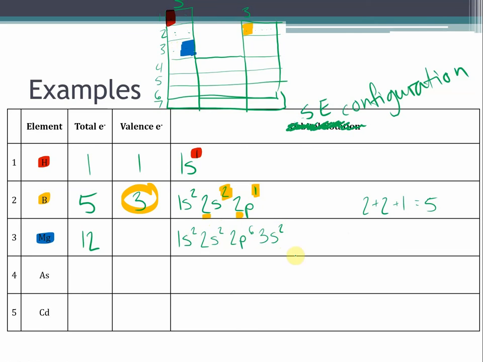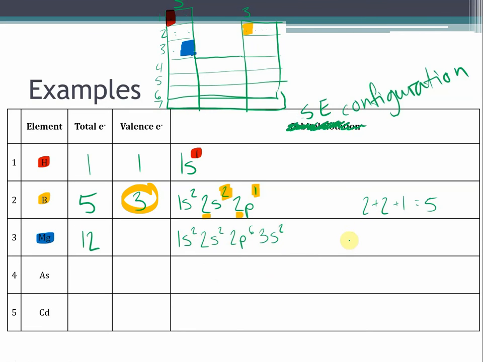And if you look on your orbital notation for magnesium, it says the exact same thing. It's just all drawn out. It's got a line with 2 arrows for 1s. It's got a line with 2 arrows for 2s. It has 3 lines with 6 arrows for 2p. And then it's got a line with 2 arrows for 3s. All the same information, just a little bit less writing involved.